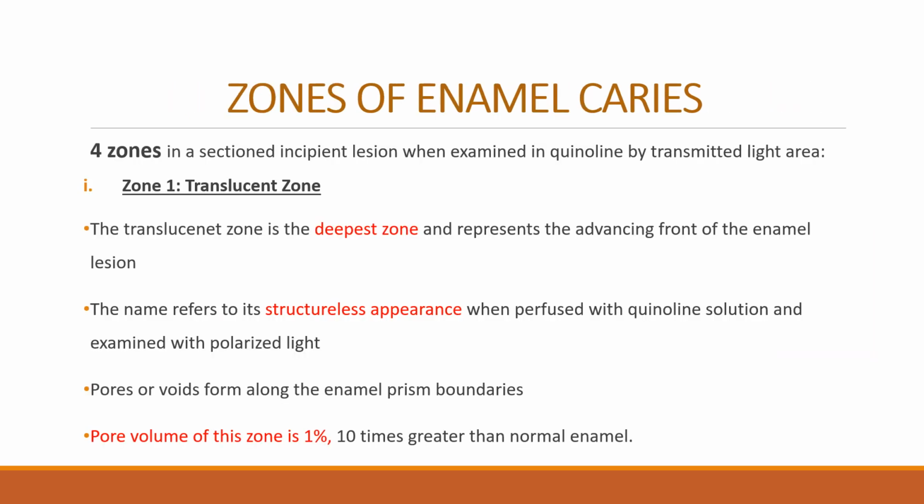Now, coming on to the zones of enamel caries, there are four zones in the incipient lesion when it is examined in quinoline by transmitted light. First zone is the translucent zone. It is the deepest zone, and represents the advancing front of the enamel lesion. The name refers to its structureless appearance because when perfused with quinoline solution and examined with polarized light, it appears translucent or structureless. The pores or voids here are seen along the enamel prism boundaries, and the pore volume of this zone is 1%, that is 10 times greater than normal enamel.